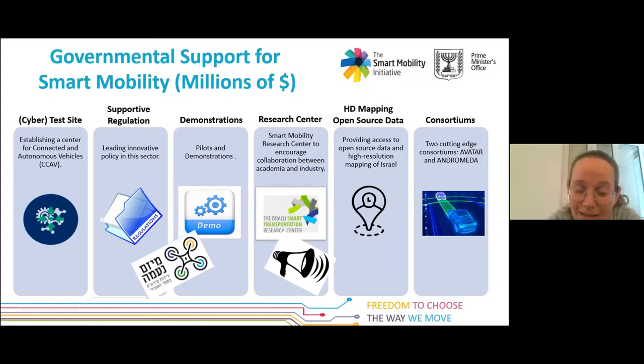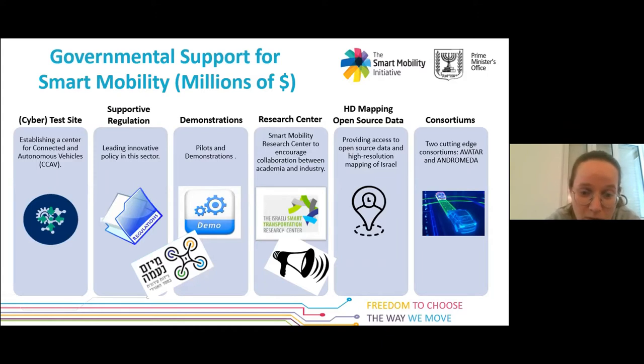And if you look in the Chatzav of the Ministry of Transport, you'll see more than 90 new data sets have been added over the past 2 years, and many more. And the establishment of a test center, and now a cyber test site is going to be established, constantly leading policy and supportive regulation for the sector.